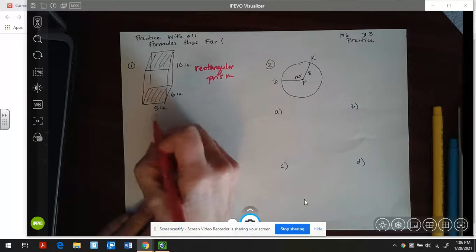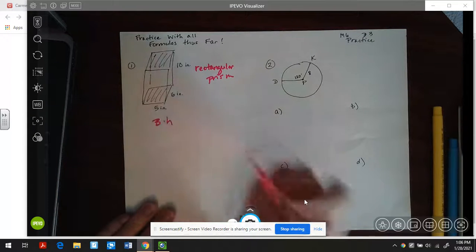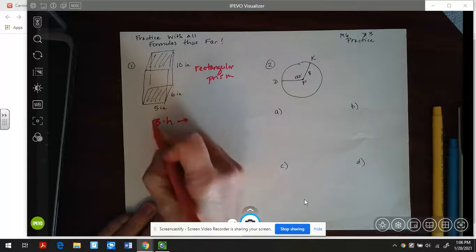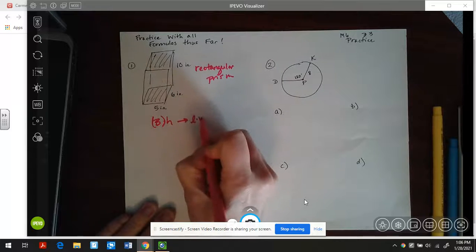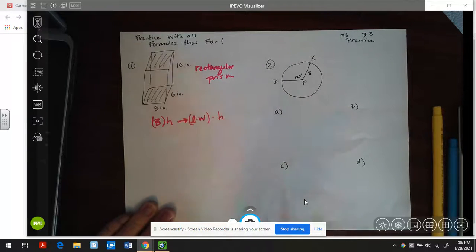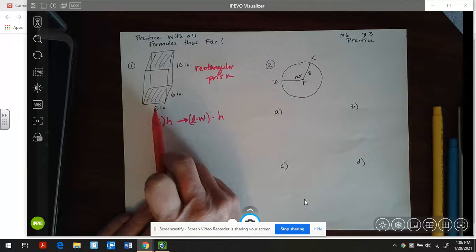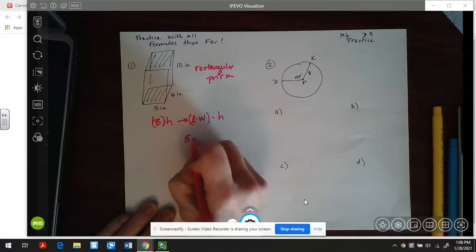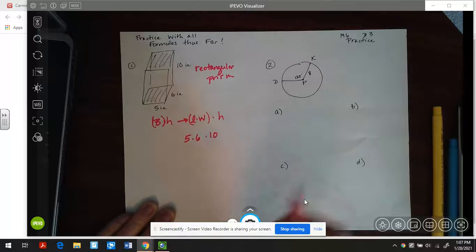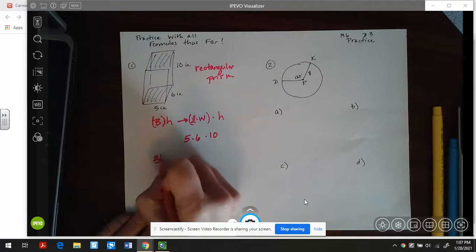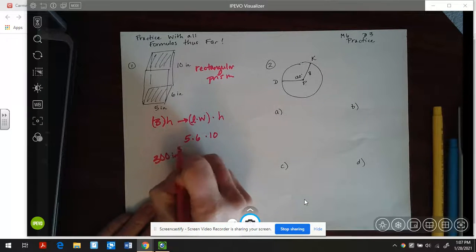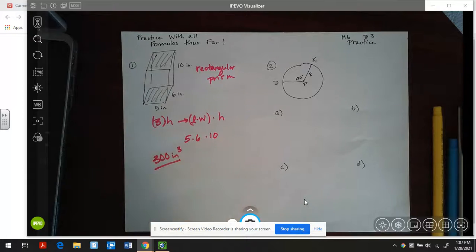So the volume is base area times height, and since it's a rectangle, the base is length times width, and then we'll multiply that times height. The base has a length and width of 5 and 6, and then multiply by height. 30 times 10, 300 cubic inches.